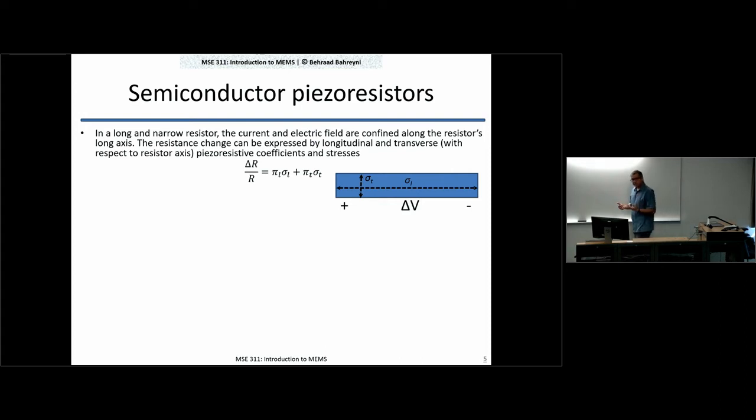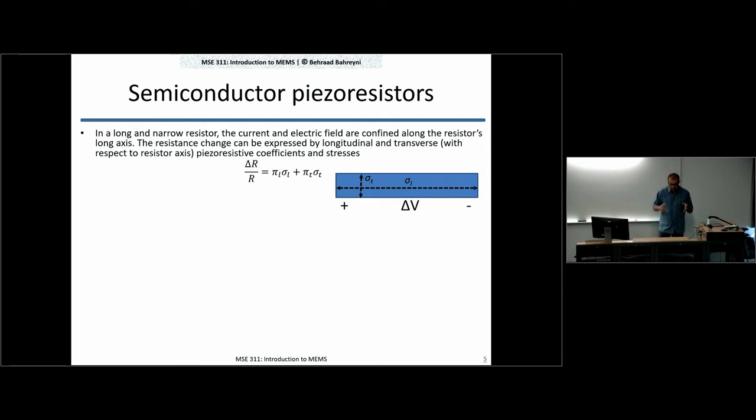To make our lives a bit easier, similar to what we did for estimating the Young's modulus in a crystalline material, instead of going through all those matrix calculations, we came up with an equivalent Young's modulus, right? Here we do the same thing. We come up with an equivalent couple of piezoresistive coefficients that make our lives easier when we deal with semiconductor piezoresistors.